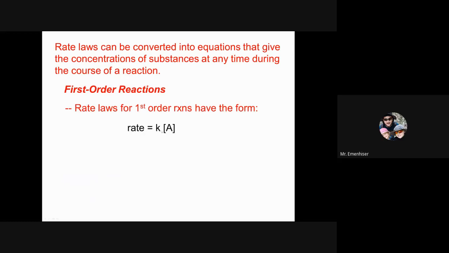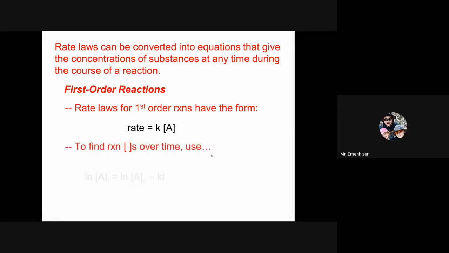The rate is equal to K times the concentration of A. There is no exponent. It's a 1. That means that the concentration of A will not change the rate. What changes the rate? The rate constant, K, which depends on temperature. So that means the only way to speed this up is to increase the temperature, which will increase K. The concentration of A will not change it.